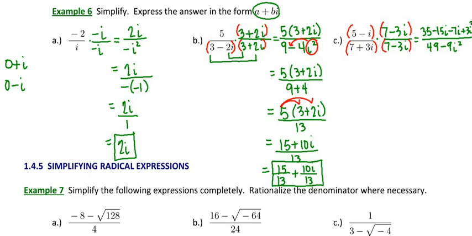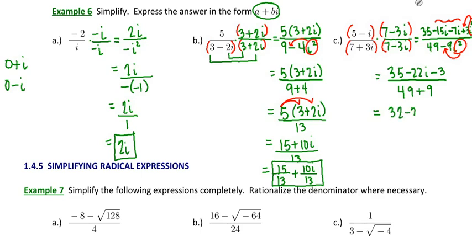Okay, simplifying. We're going to combine middle terms in the numerator, and the i squared is going to change this sign. That gives us 35 minus 22i minus 3. In the denominator, remember the i squared gets replaced with a negative 1, which is going to change this sign to 49 plus 9. Continuing to simplify the numerator, we're going to combine our real parts. 35 minus 3 gives me 32 minus 22i. And in the denominator, 49 plus 9 gives us 58.